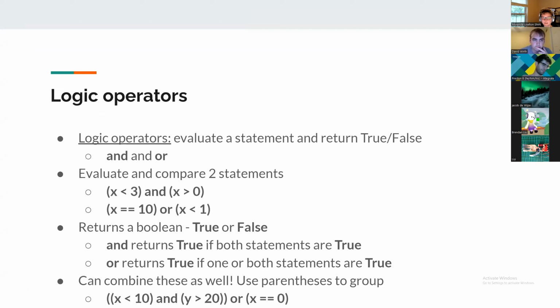So this is like and, or. So you're going to evaluate and then compare two statements. So here I have x is less than 3 and x is greater than 0. x is equal to 10 or x is less than 1.